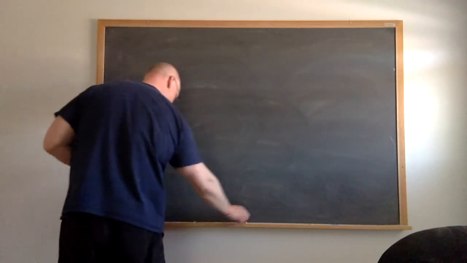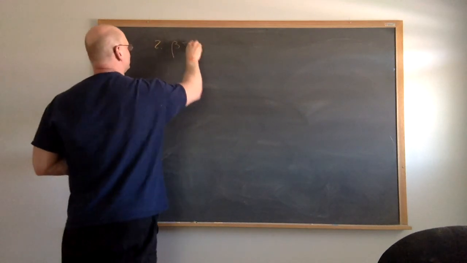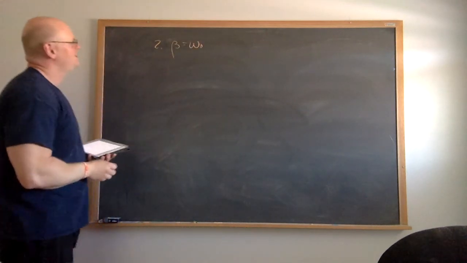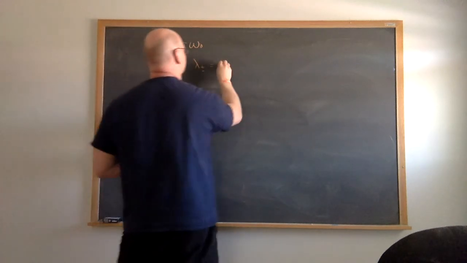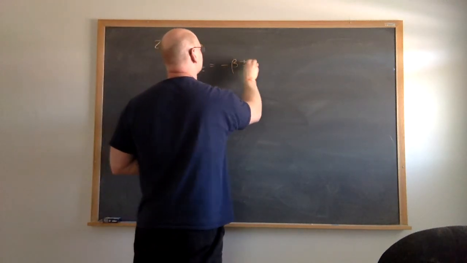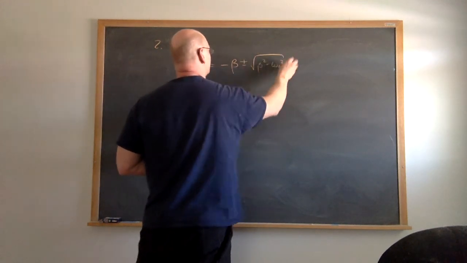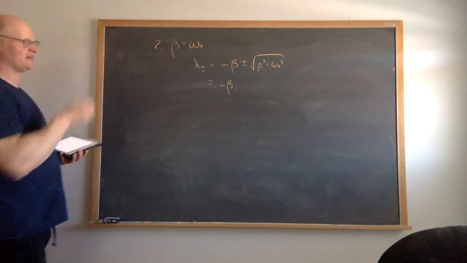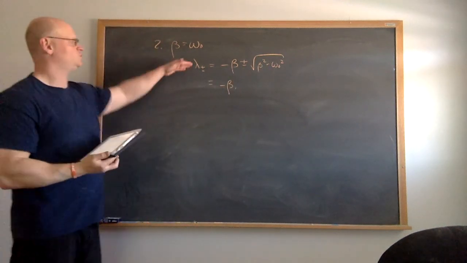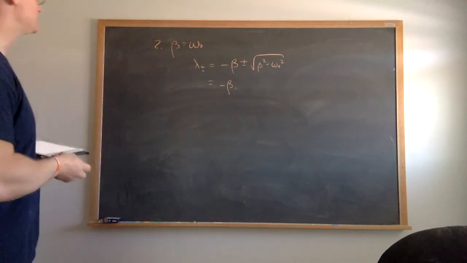Scenario number 2, let's look at scenario number 2. Scenario number 2 is when beta is equal to omega 0. So in this case, what happens? Lambda plus and minus is going to become minus beta plus or minus the square root of beta squared minus omega 0 squared, which is simply equal to minus beta. So what that means is that both of these two terms are exactly the same. So lambda plus and minus become the same.